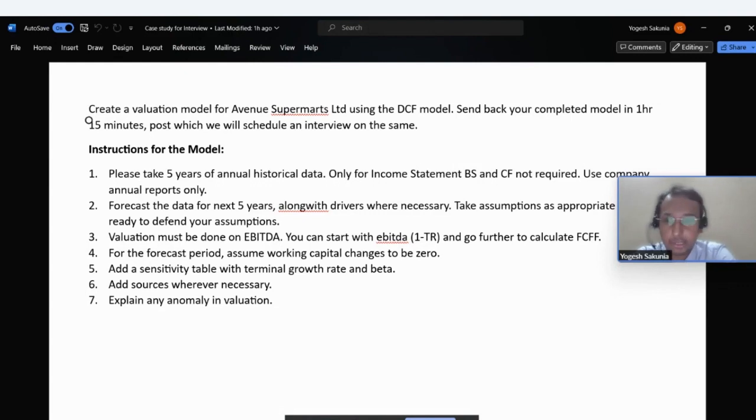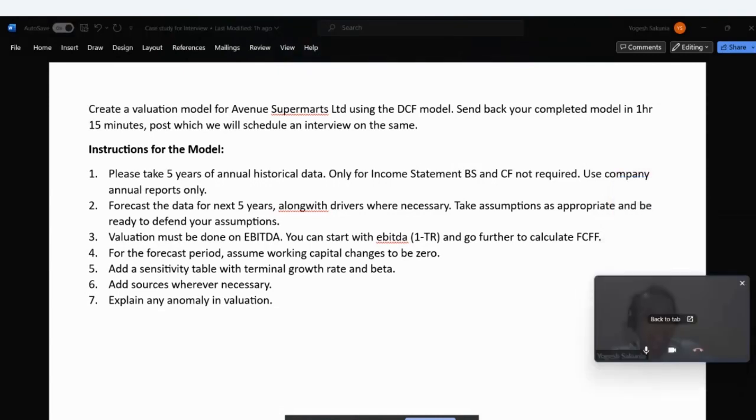Very little instruction was there, but whatever is there is on the screen for you. I have added a couple of points from my side because otherwise it would have been very difficult to understand. So please take 5 years of annual historical data. Only the income statement, balance sheet and cash flows are not required. So only the income statement is required. Use company annual reports only. Forecast the data for next 5 years along with drivers where necessary. Take assumption as appropriate and be ready to defend your assumptions.